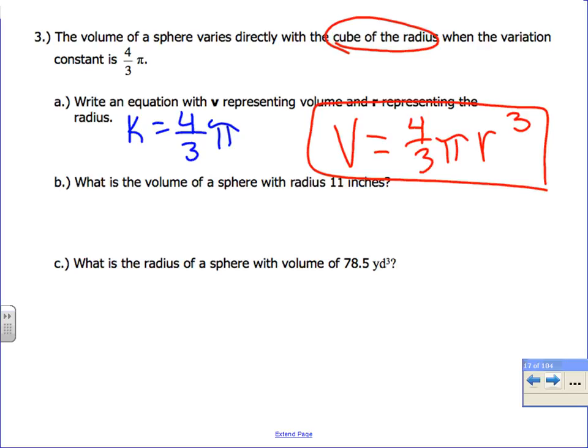Letter B. What is the volume of the sphere when the radius is 11? So really easy. Volume equals 4/3 pi 11 cubed. You're going to solve that one. Here's what I would do. Order of operations: cube the 11 first, and then multiply by 3.14, and then multiply by 4/3, which you could change to 1.3 repeating. You will get a decimal answer. And it is a big number. When you get it, put your hand up.